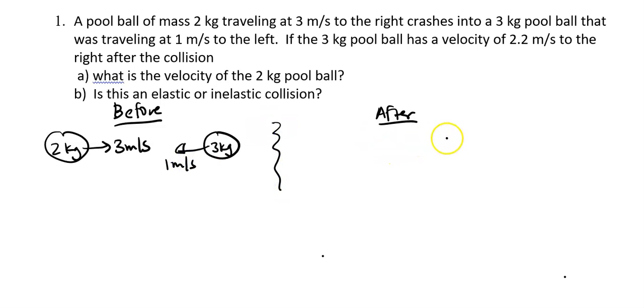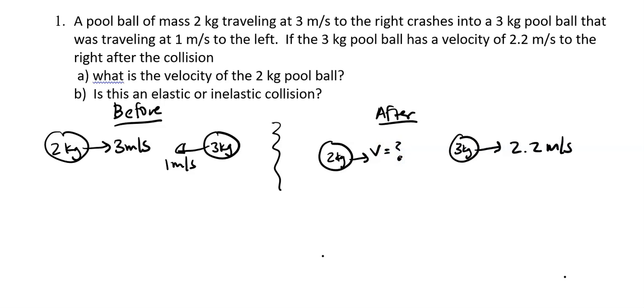Afterwards, the 3 kilogram ball has a velocity of 2.2 meters per second to the right. We want to know what the velocity is of the 2 kilogram ball. Cool, so let's figure this out. Silly mistake, I should draw my coordinate system. We're just dealing with the x direction, and I'm going to say the rightwards direction is positive.